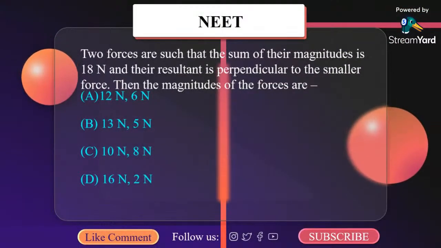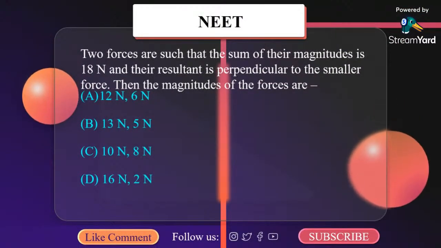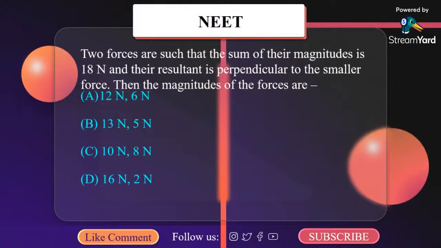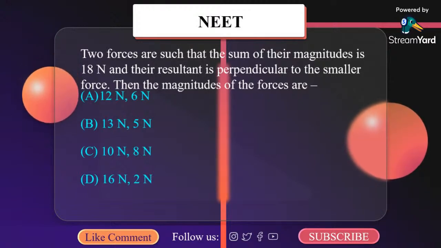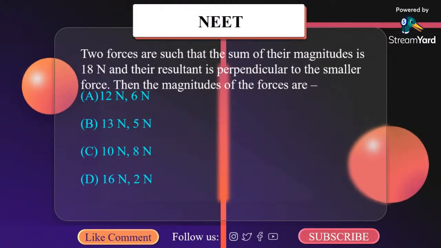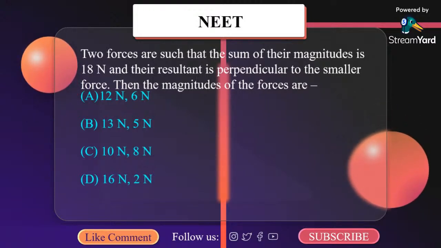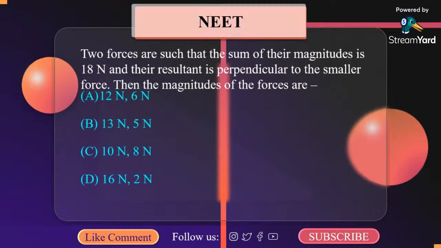Two forces are such that the sum of their magnitude is 18 Newton and the resultant is perpendicular to the smaller force. Then the magnitude of forces are A 12 Newton, 6 Newton, B 13 Newton, 5 Newton, C 10 Newton, 8 Newton, D 16 Newton, 2 Newton. It is 13 Newton and 5 Newton.